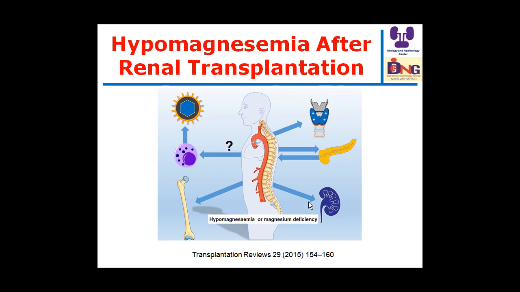And I want to say to you that hypomagnesemia is associated with many problems. After transplantation, hypomagnesemia may interact with the parathyroid, leading to hyperparathyroidism, with the pancreas, leading to diabetes, with graft dysfunction, and with bones, causing osteoporosis, impairing the immune system and being associated with infection. So hypomagnesemia has many crosstalks with different organs.